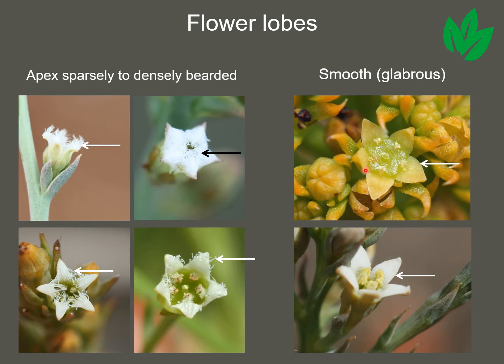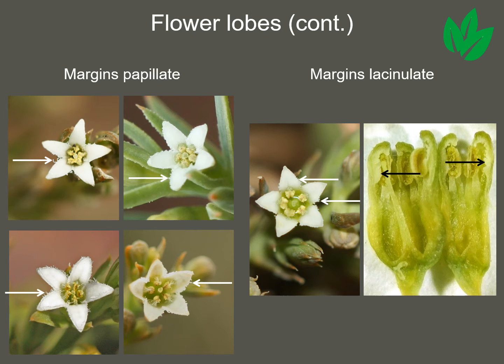The second type is where the flower lobes are completely smooth or glabrous, with no hairs or papilla. The third type is where the entire margin of the flower lobe is papillate, compared to the apex being hairy in the bearded flower lobes. This is the entire margin of the lobe having these papillate structures, as you can see in these photos.